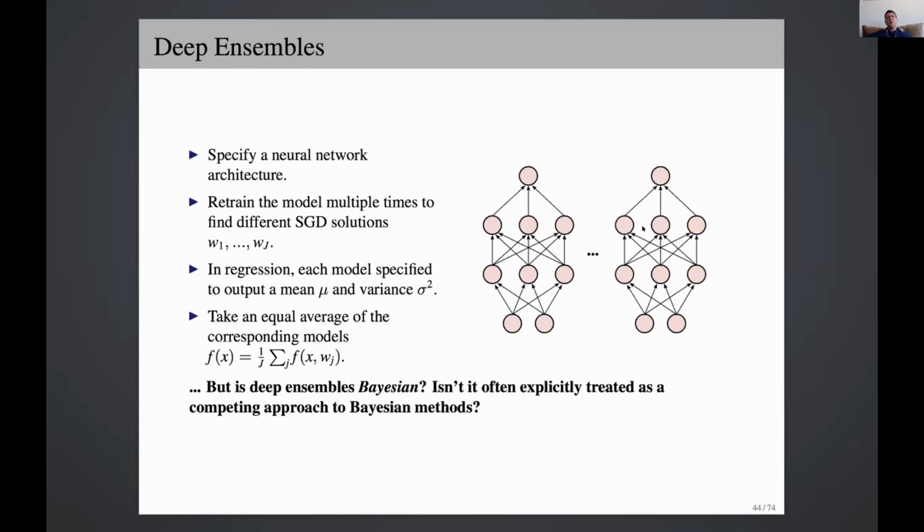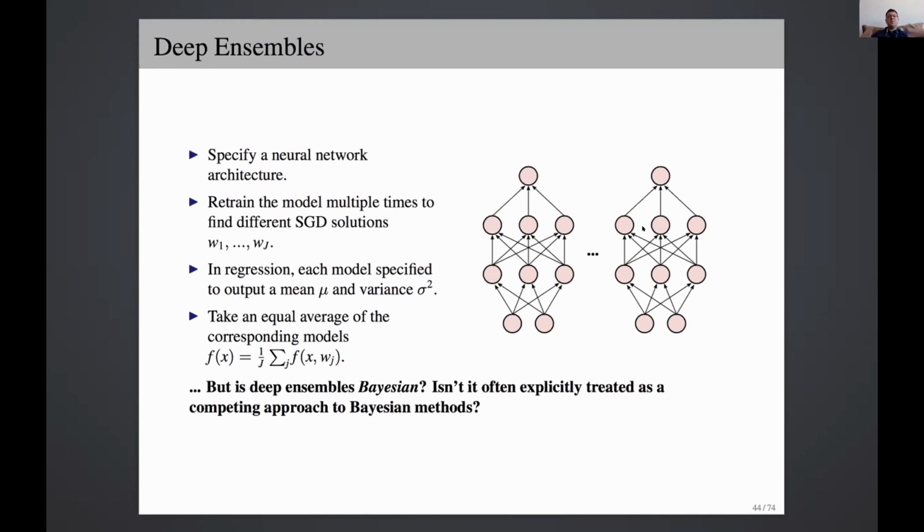So I'm including this method in a section about practical methods for Bayesian deep learning, which might make you scratch your head a little bit initially, because indeed, deep ensembles have actually been presented in many papers as if they're an alternative to Bayesian deep learning, a non-Bayesian approach to getting uncertainty in deep learning.